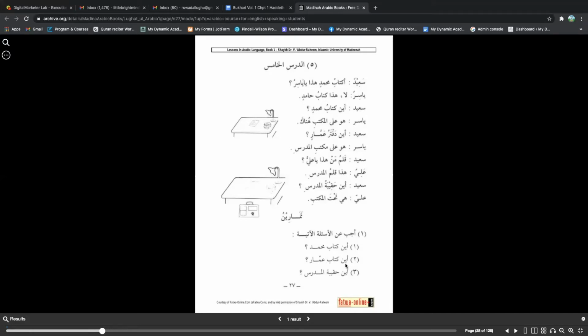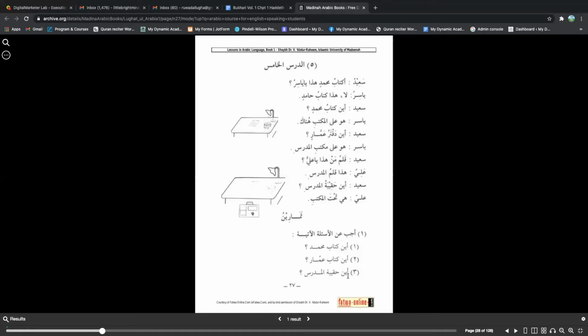As-sual al-thani. Aina kitabu Ammarin? Where is the book of Ammar? So we just have to go back to the hiwar, the conversation. He did mention a daftar, but he didn't mention a kitab, right? But a daftar is like a notebook, so probably that's what they're referring to. Saeed asked, Aina daftaru Ammarin? And Yasir answered, Huwa ala maktabi al-mudarrisi. It is upon the teacher's desk.